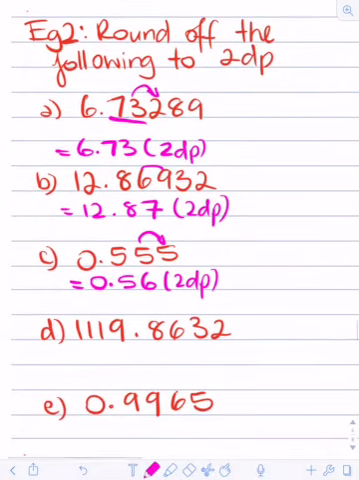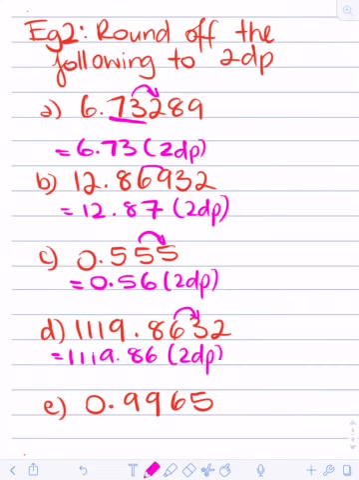Then we have this number where we're looking at the third number here. It's a 3, so it stays as 86, equals 1119.86, 2 dp.